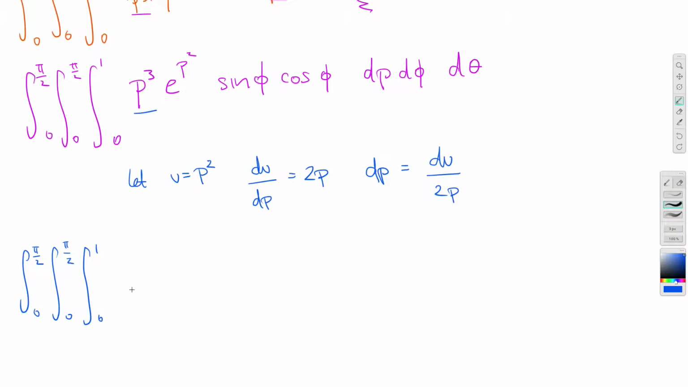This, therefore, is u times rho. Get it? Because this is rho squared, and rho squared times rho is rho cubed. So this is the same thing. Then e to the u du 2 rho. Then, of course, sine theta cos.